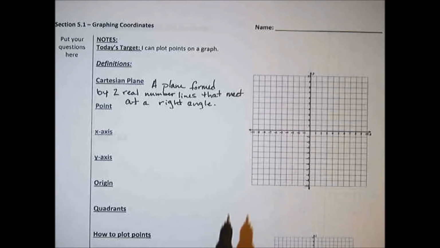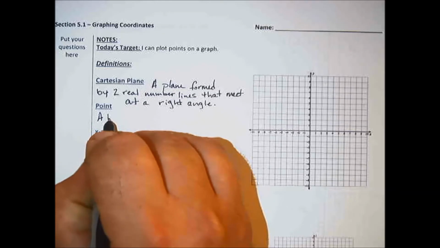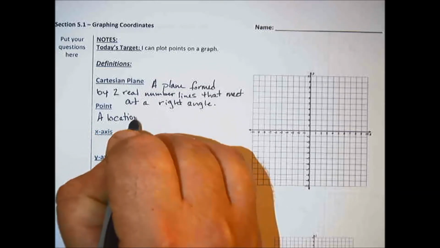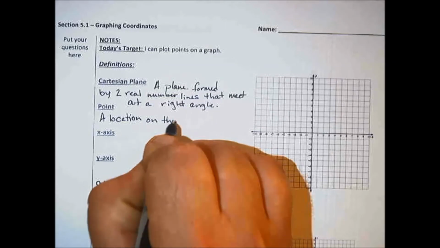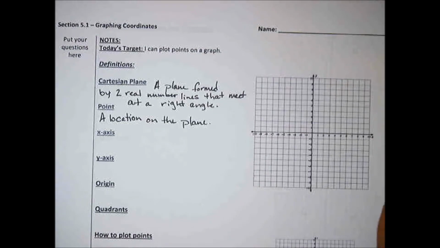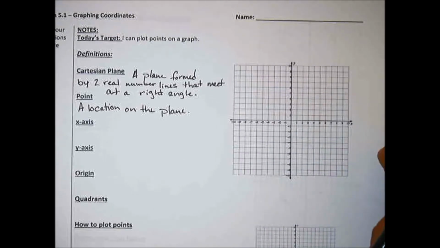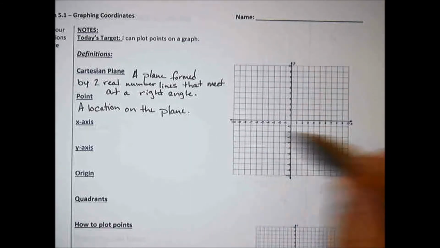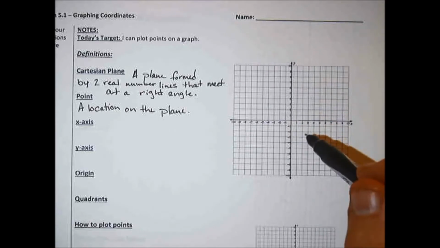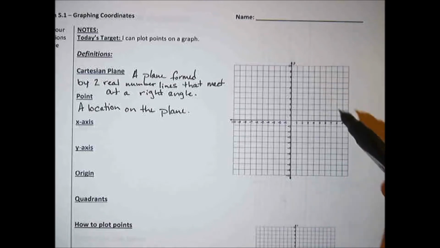Okay. The next thing that we have is a point. A point is simply a location on the plane. So we deal with what's called the Cartesian plane, and there are multiple planes that we're going to use throughout your math career, but the most common one that we use is the Cartesian plane, and it just goes infinite distance in all four directions, so up and down, left and right. A location is a simple spot. A point is a simple spot on that graph.